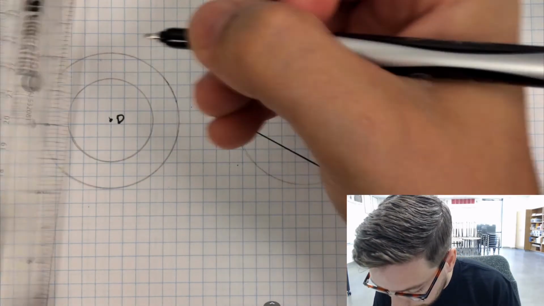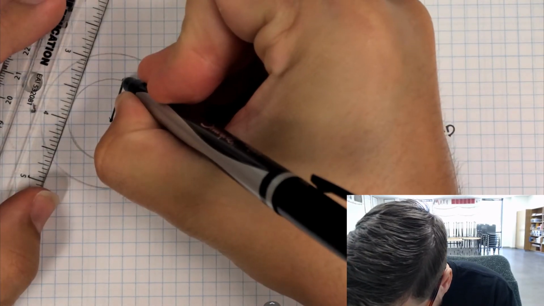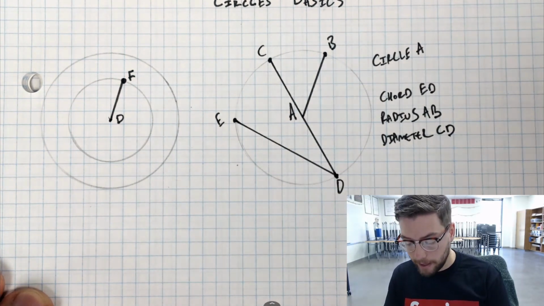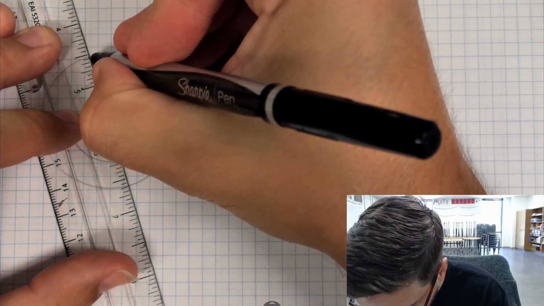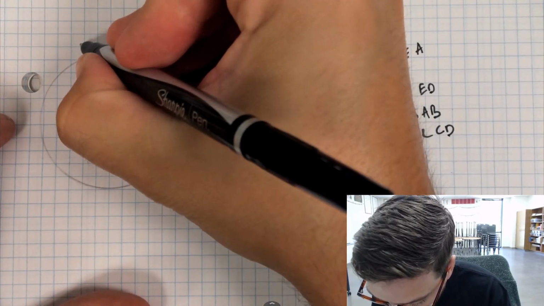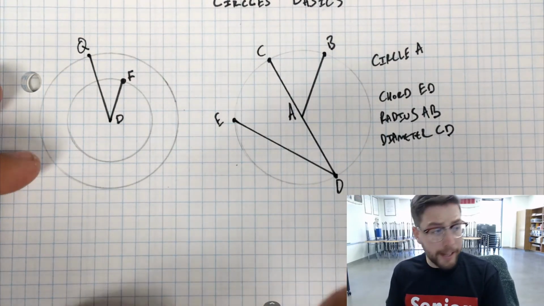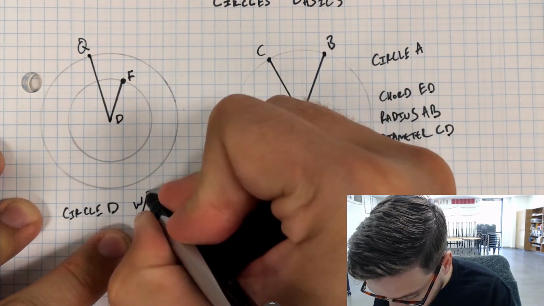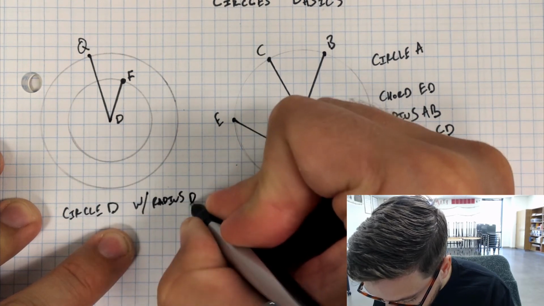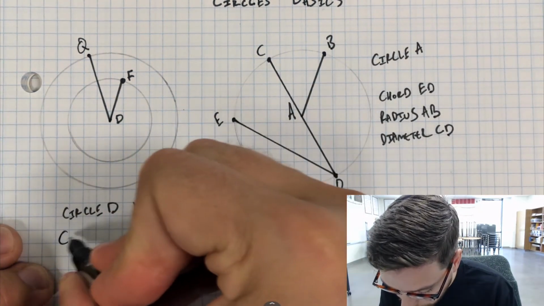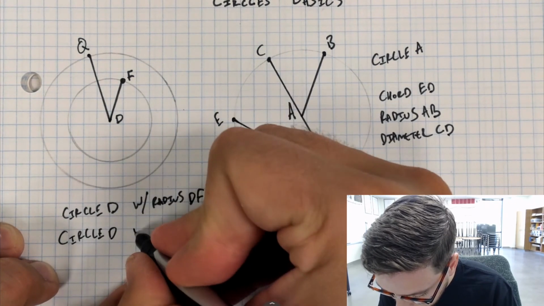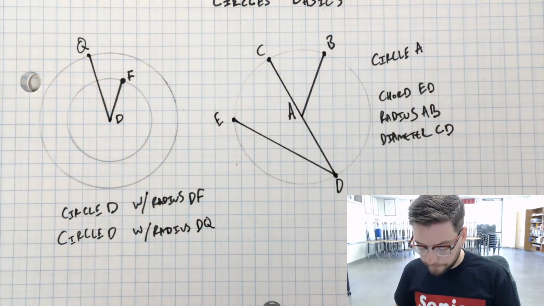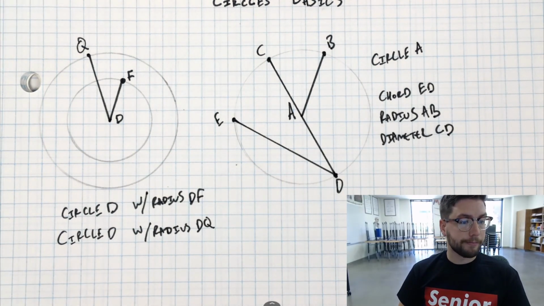So if you had a radius right here, and you called that one F, well, the inner circle would be called circle D with radius DF, and then the outer one would be a different one. Let's call that Q. So the inner circle would be circle D with radius DF, and then the outer circle would be circle D with radius DQ. There it is. That's circles.